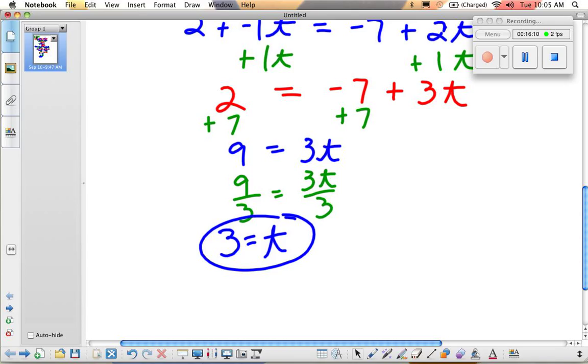And then what's the solution when you see that you have an identity? What do you say? The solution is? All real numbers. That's how we say it. That's the number line. The number line are all the real numbers.